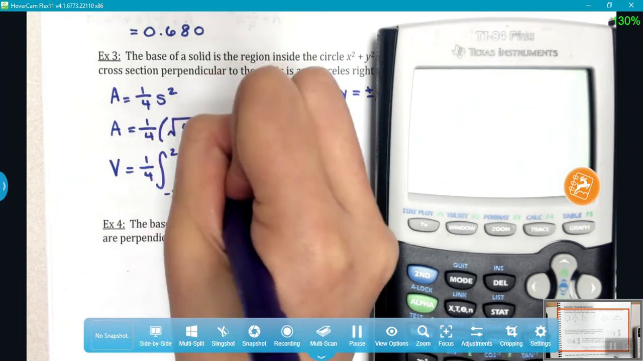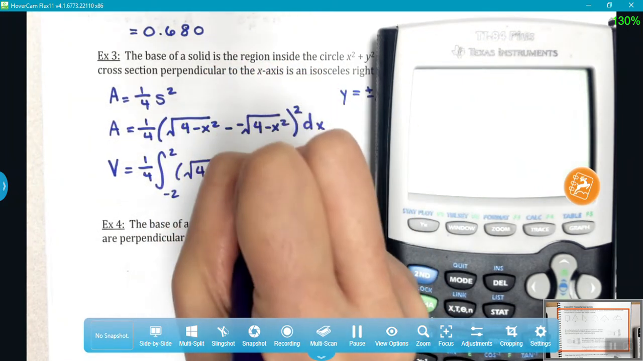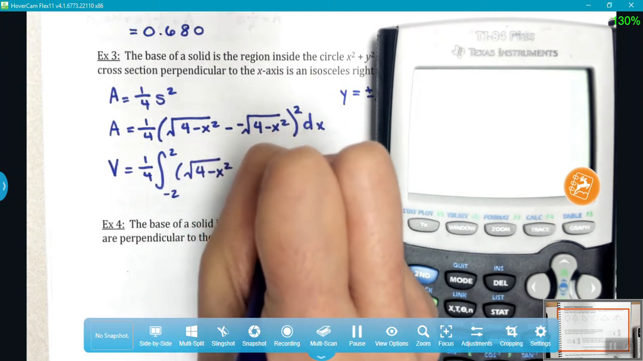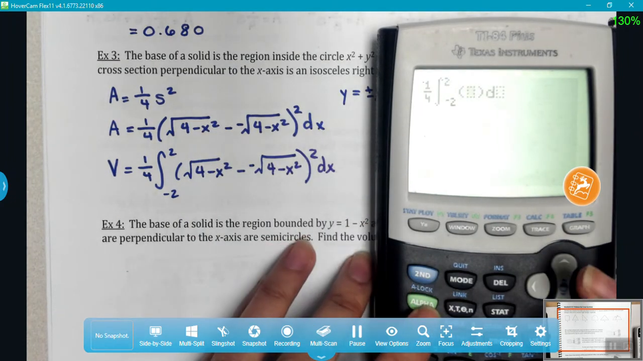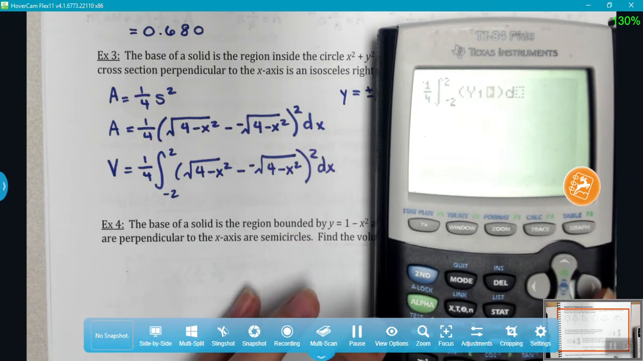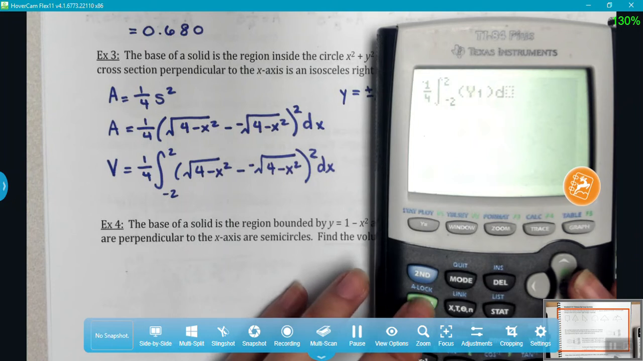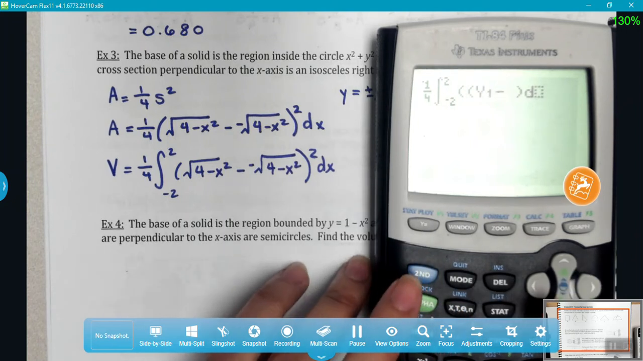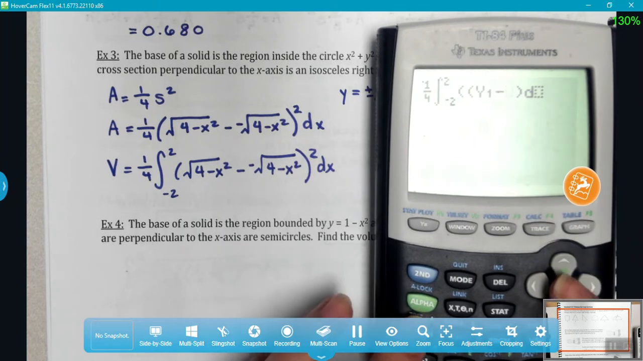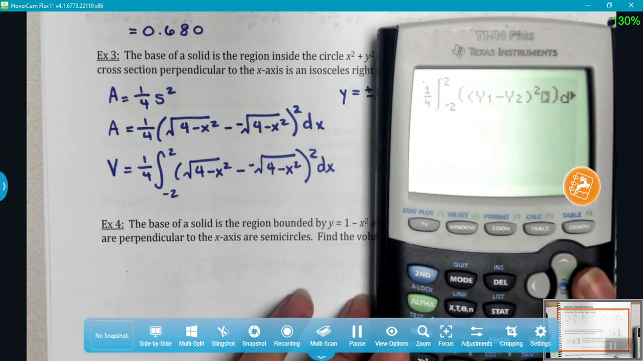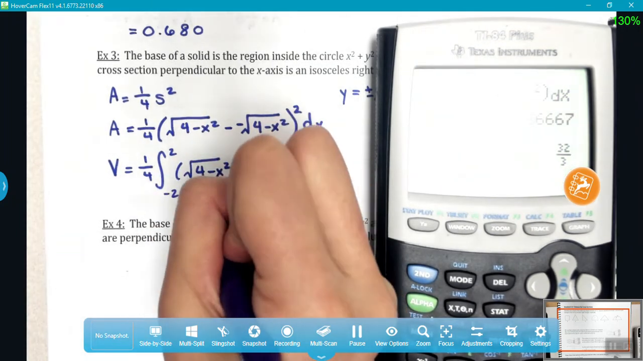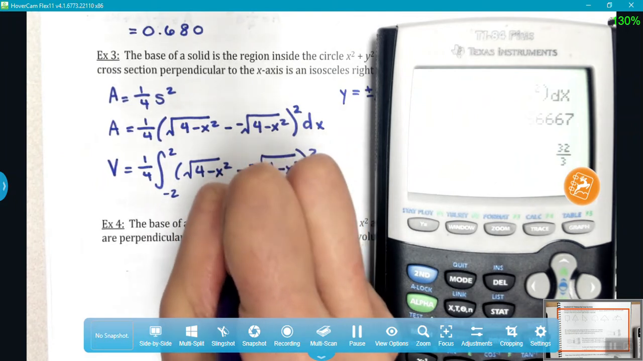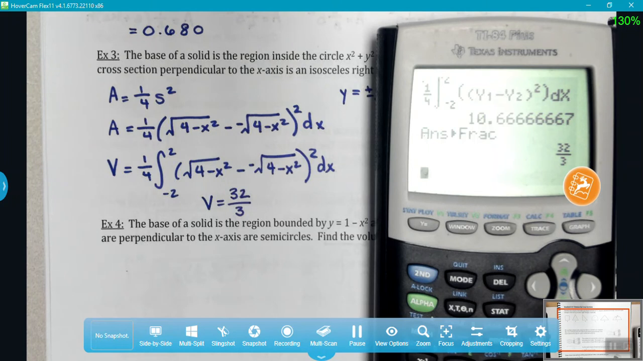-2 to 2 of y1 minus y2 all squared. Okay. Fraction. 32/3. Cool?